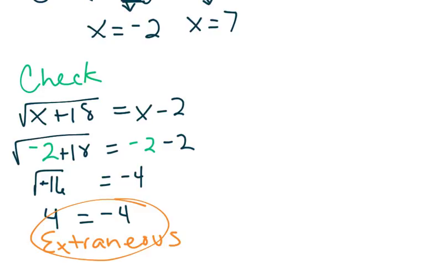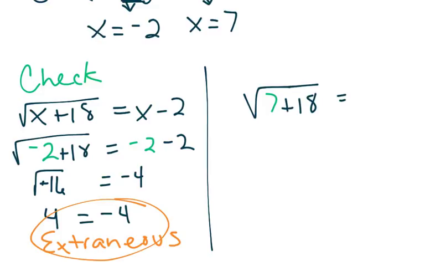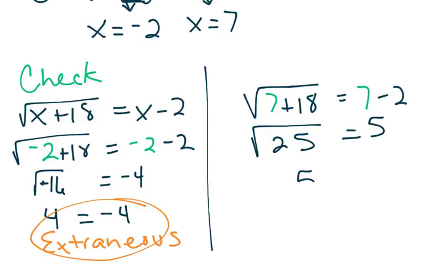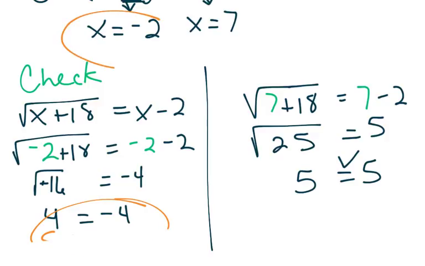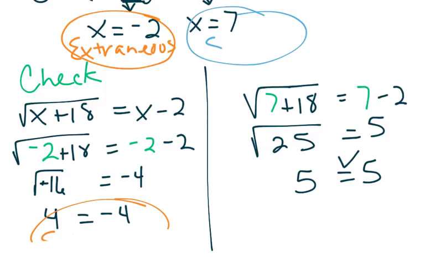I plug in the 7. 7 plus 18 equals 7 minus 2, and I get square root of 25 equals 5. The square root of 25 does equal 5. This works. Oh, sorry. I just realized this isn't my extraneous solution. This is my extraneous solution. Be sure that you mark the solution extraneous, not the check. And this one is my solution. And that's how we solve radical equations.